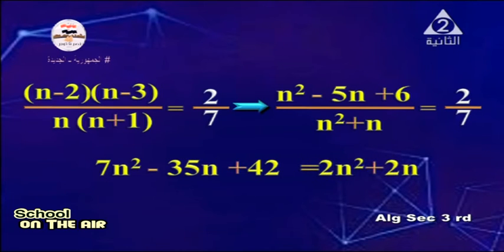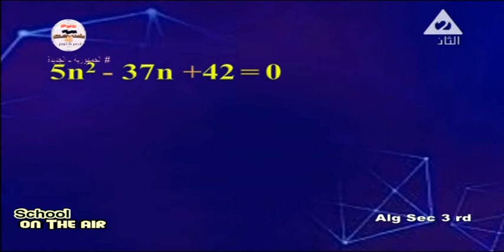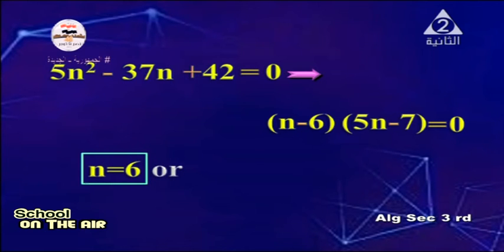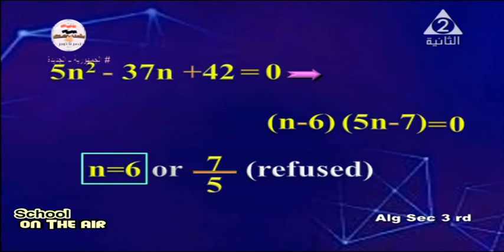By using cross multiplication, we reduce to 5n squared minus 37n plus 42 equals 0. By using factorization or a calculator, we find n equals 6. In this case, n equals 6 or 7 over 5, but 7 over 5 is rejected. Why? Because n must belong to Z positive, the positive integers.